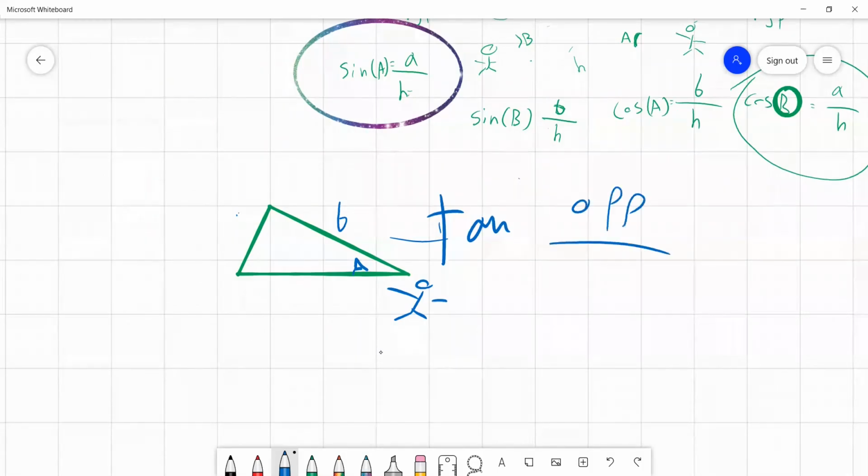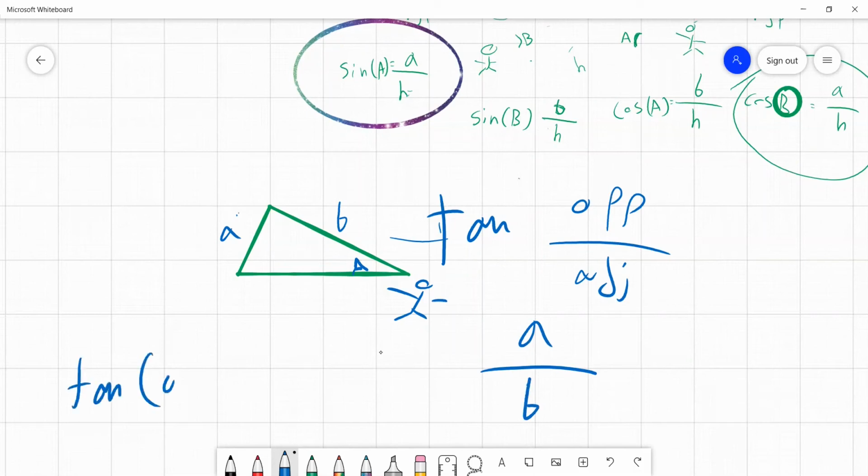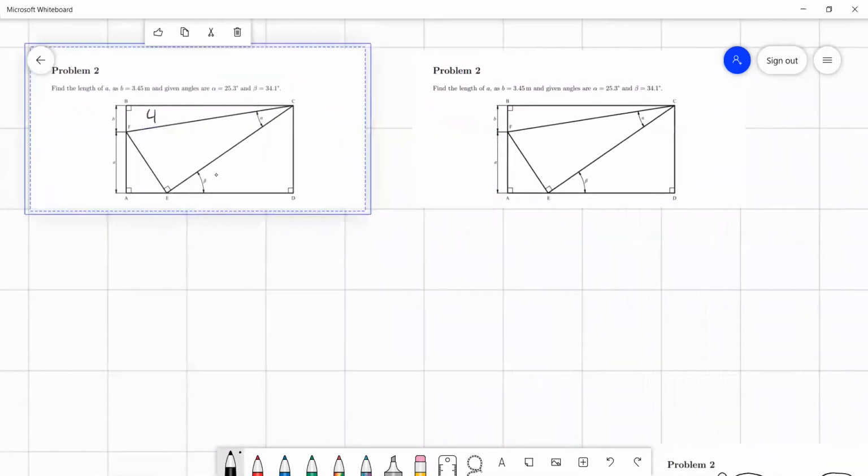Opposite over adjacent, TOA. Okay, so the opposite side of it is actually A, and the adjacent side of it is B. Therefore, tangent of A equals A over B. Okay, good. So triangle number 4.